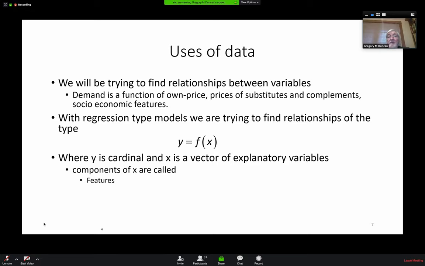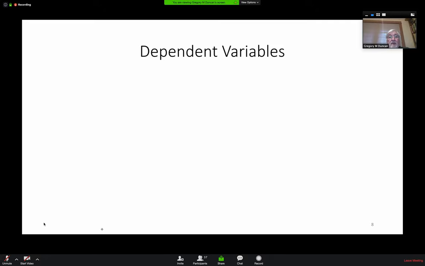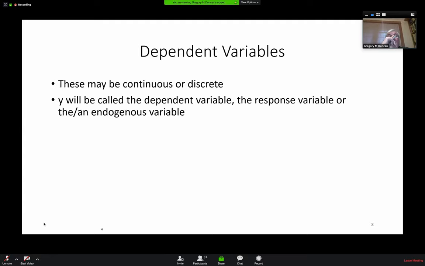I've not seen that one before. In machine learning, what you call an independent variable is called a feature. They're also called exogenous variables, and sometimes carrier variables. The dependent variables can be either continuous or discrete, but not unordered. These are going to be all ordered for the time being. Y will be called the dependent variable, the response variable, or an endogenous variable, and it will also be called the target variable. So you talk to a machine learner about your model, and they ask, what's your target? They're talking about your dependent variable.